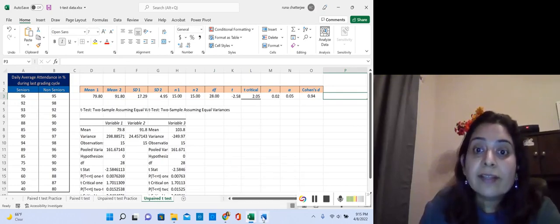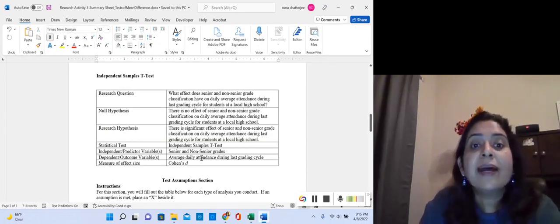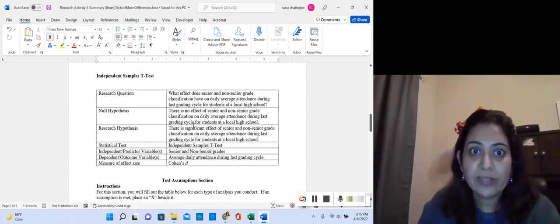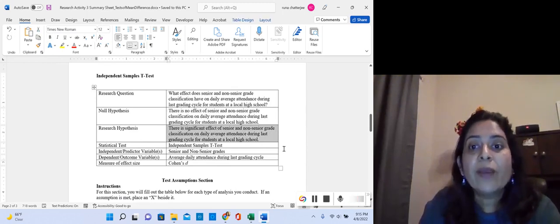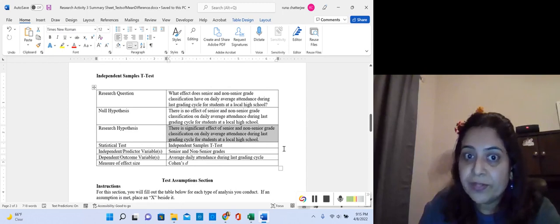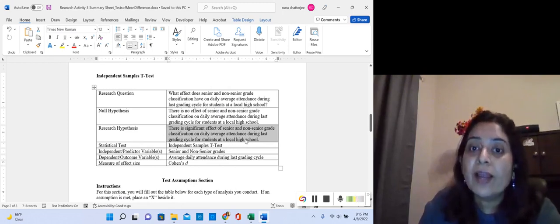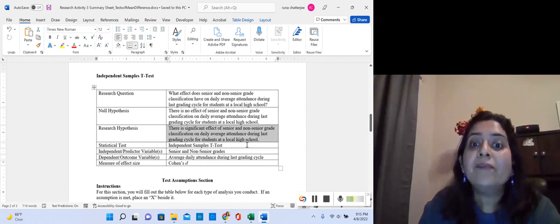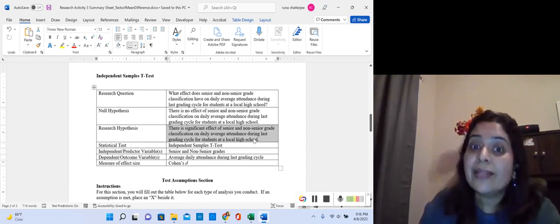So if we reject the null hypothesis, it means that we are rejecting the claim that there is no effect of senior and non-senior grade classification. We are saying instead, we are making an inference that there is a significant effect of senior and non-senior grade classification on daily average attendance during the last grading cycle for students at a local high school.